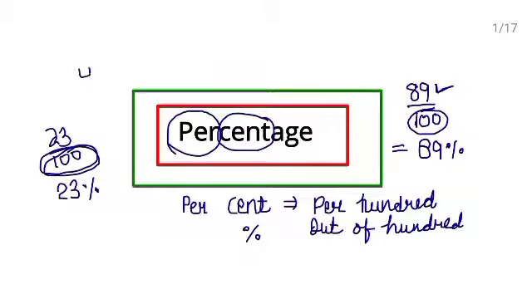But if we have 4 upon 5, now this is not out of 100, the denominator is not 100. In that case, to convert into the percentage, you have to multiply by 100. Clear? So two cases are there. If the denominator is 100, you can directly write the numerator as percent like 23%, 89%. But if the denominator is not 100, to convert that into the percentage, you will multiply by 100. Right? Now let's understand by some questions.